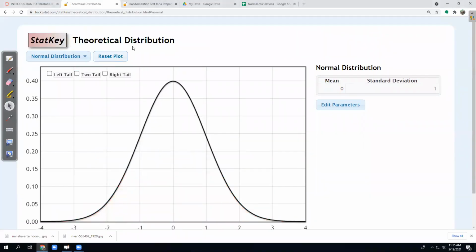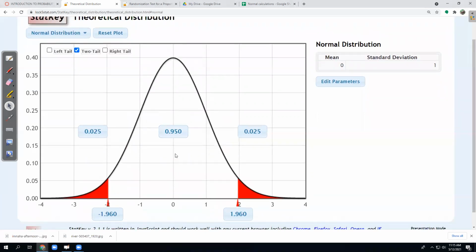Reset my plot here. So here I have my normal distribution, and I have a mean of 0, standard deviation of 1, which means I'm doing z-scores. I'm going to throw a 2 tail, and StatKey is going to say, hey, let's put 95% in the middle. Cool. And if I look down, StatKey says the actual z-scores are 1.96 and negative 1.96, which are close to 2, but not exactly 2.